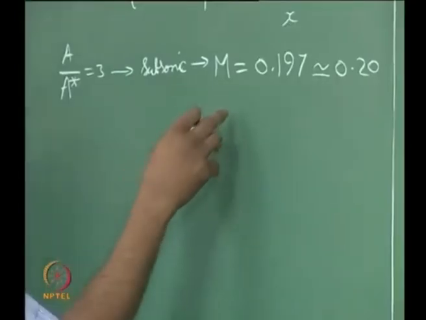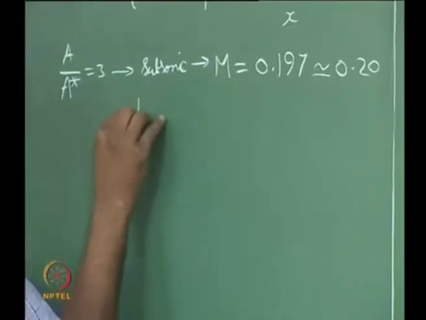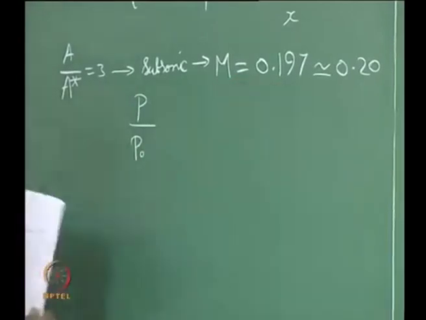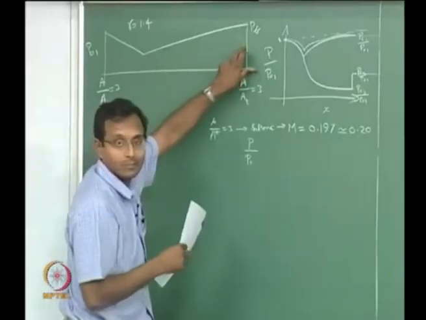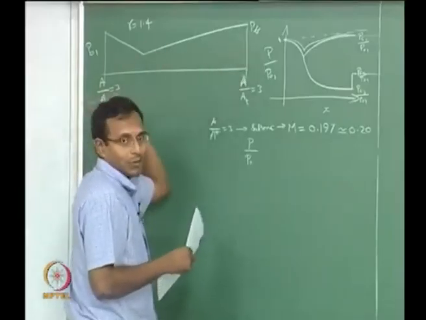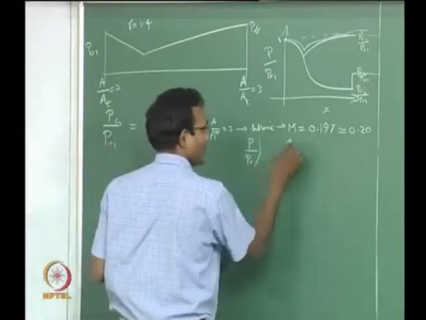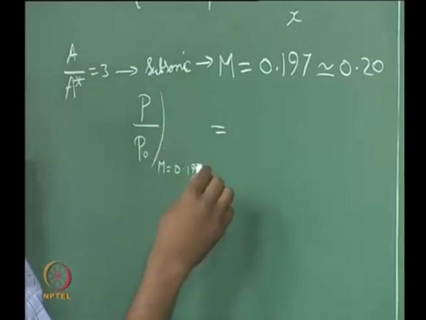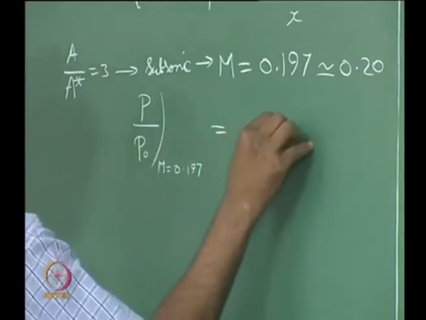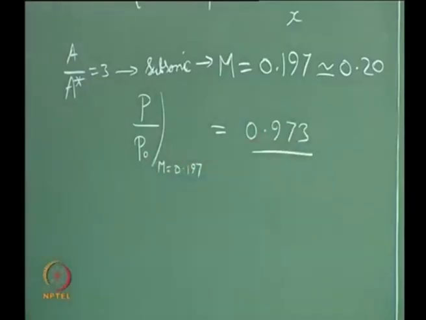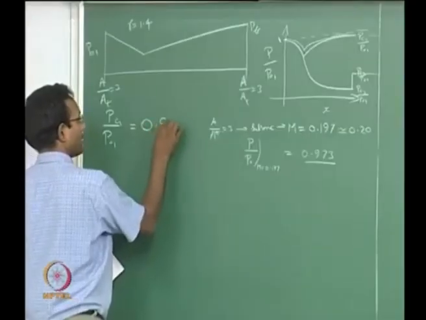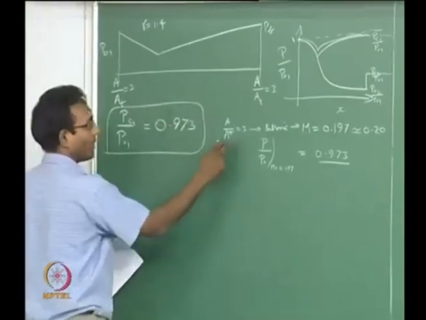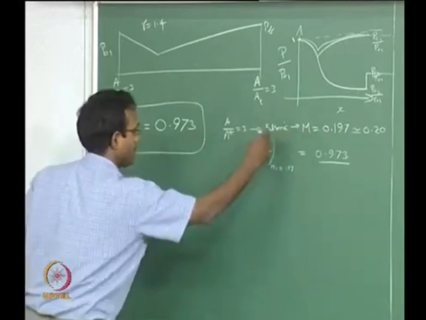Now I have to go and find P by P0 for that Mach number. Since the whole flow is subsonic in my P critical 1 condition, and completely isentropic flow, I can just use isentropic tables at M equal to 0.197. That is going to give me a value of 0.973. So that becomes my first critical pressure ratio, and how I got it is here, just next to it. This is how I got to this point.